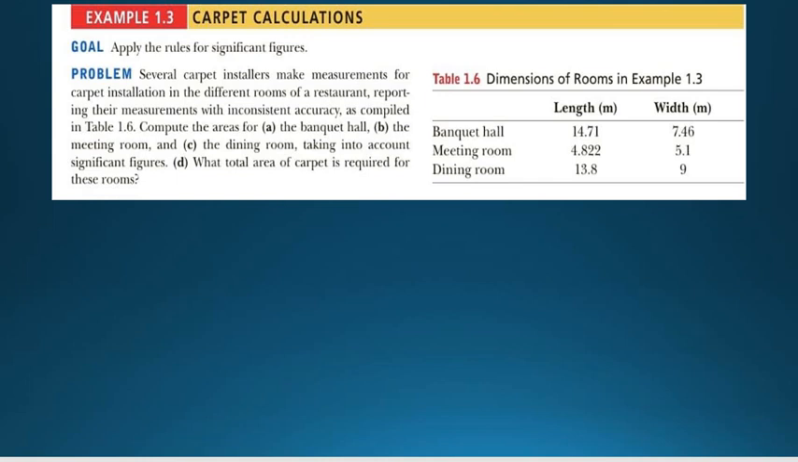So several carpet installers make measurements for carpet installation in different rooms of a restaurant, reporting their measurements with inconsistent accuracy as compared in table 1.6. Compute the areas for a banquet hall, B, the meeting room, and C, the dining room, taking into account significant figures. What total area of carpet is required for this room? So about significant figures, guys, we're just going to use what I taught you from chemistry. The concept is one and the same. So how are we going to find the area of a banquet?